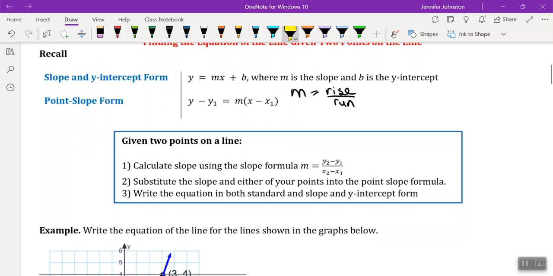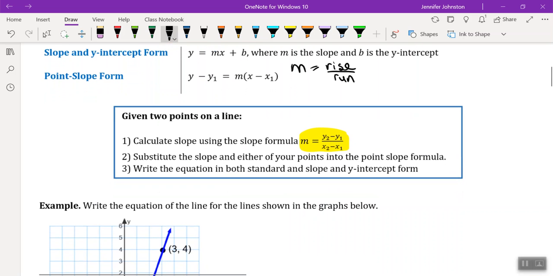Okay, we're now given a new formula. This new formula is m is equal to y2 minus y1 over x2 minus x1. This is going to help us find the slope of a line. This is actually the change in the y's over the change in the x's, like how many do you rise and how many do you run.